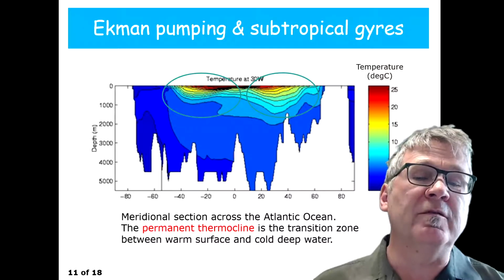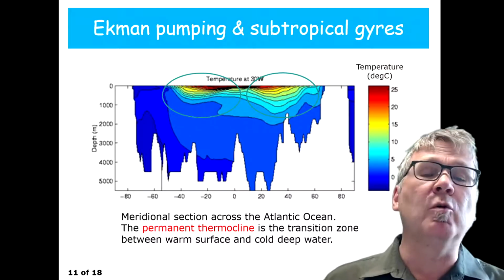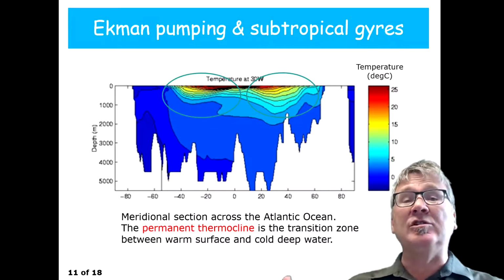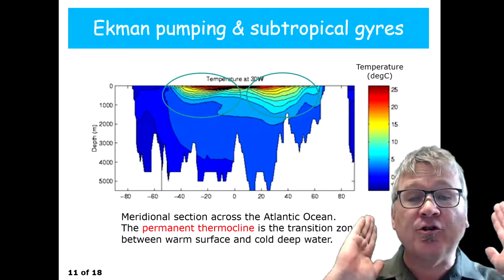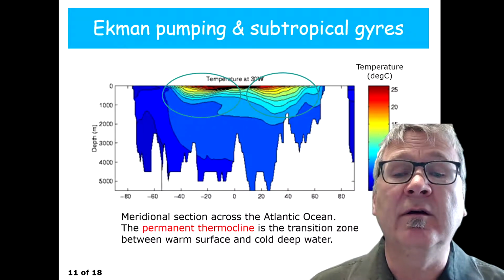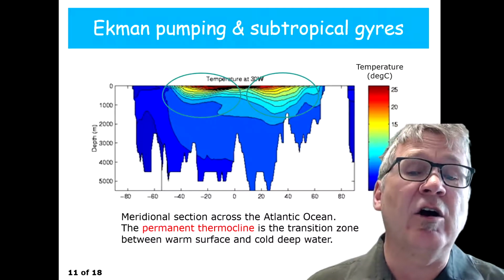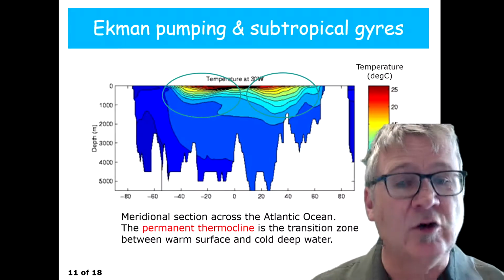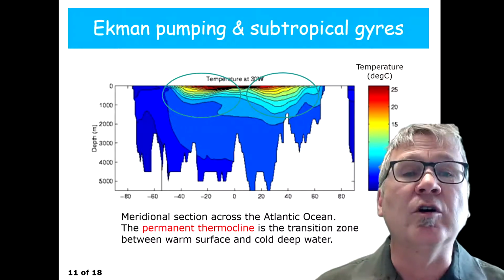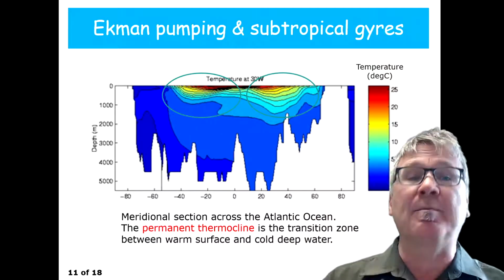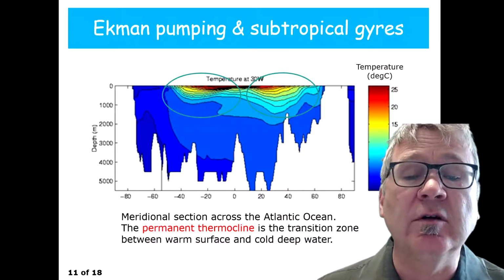Red is warm water, blue is cold water, and you can see the structure here north and south of the equator. What you actually do is cut through subtropical gyres, and you can see that there's a downward structure here in the center of the subtropical gyre. That's what we're talking about. This is the consequence of the downward Ekman pumping, which is induced by Ekman layers and by wind stress curl in the ocean.